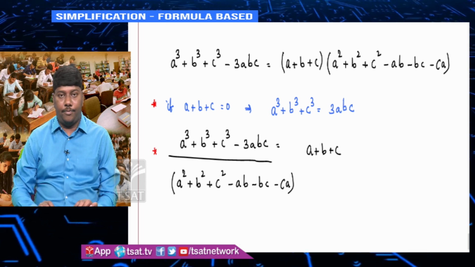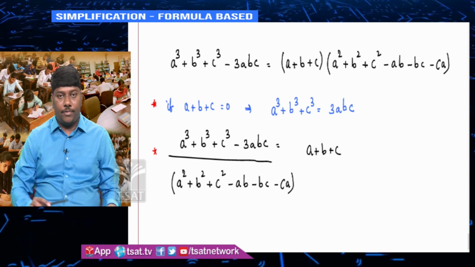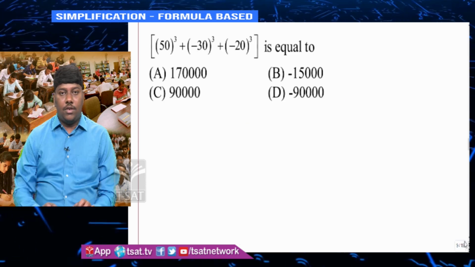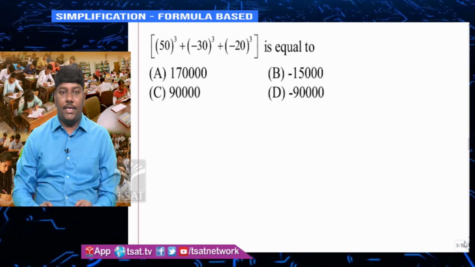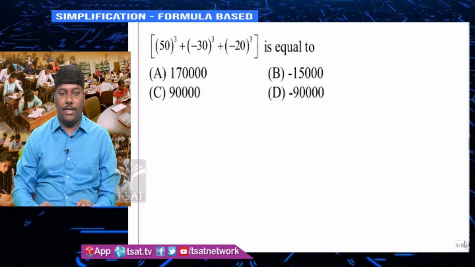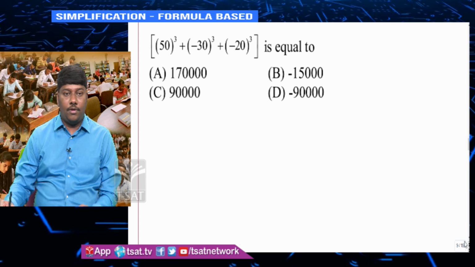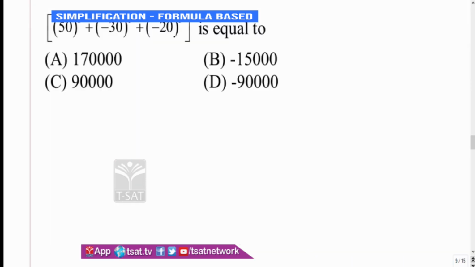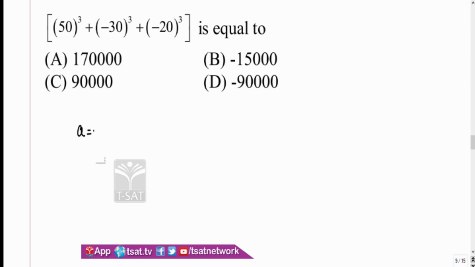These two are very, very important. Now, look at the sums based on this formula. Look at this sum: 50 cube plus (minus 30) whole cube plus (minus 20) whole cube. If you do it normally, it will take little time, but if you identify that A is 50, B is minus 30, C is minus 20, then A plus B plus C is equal to 0.